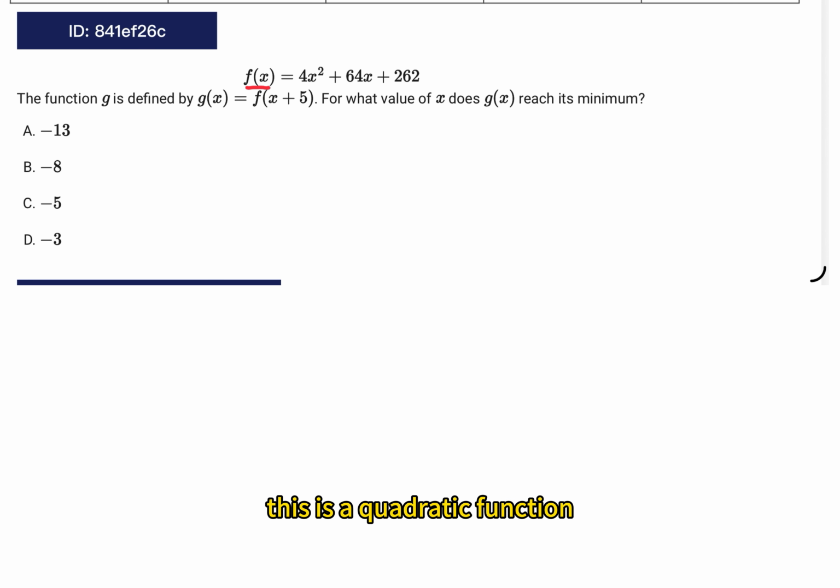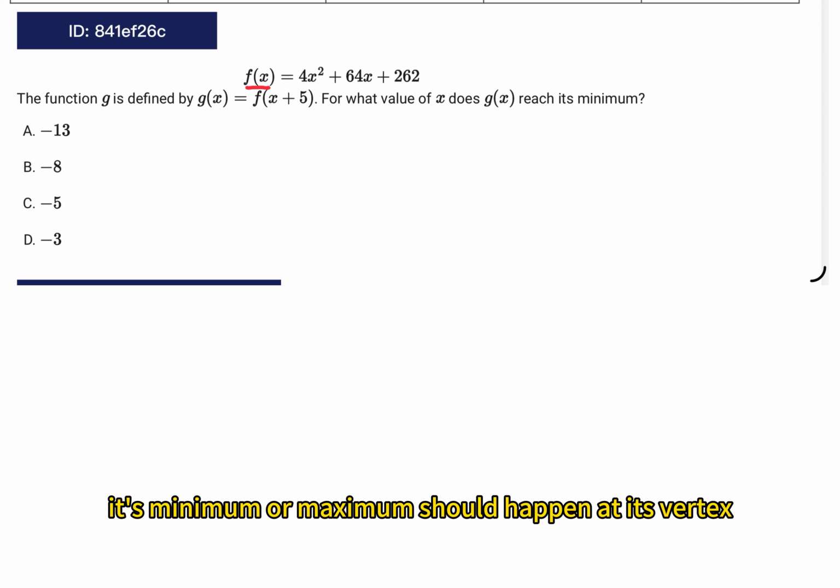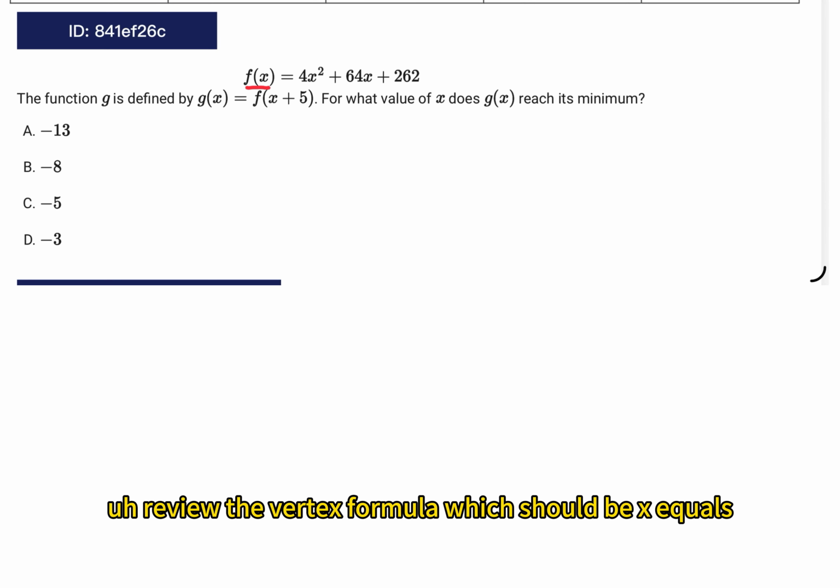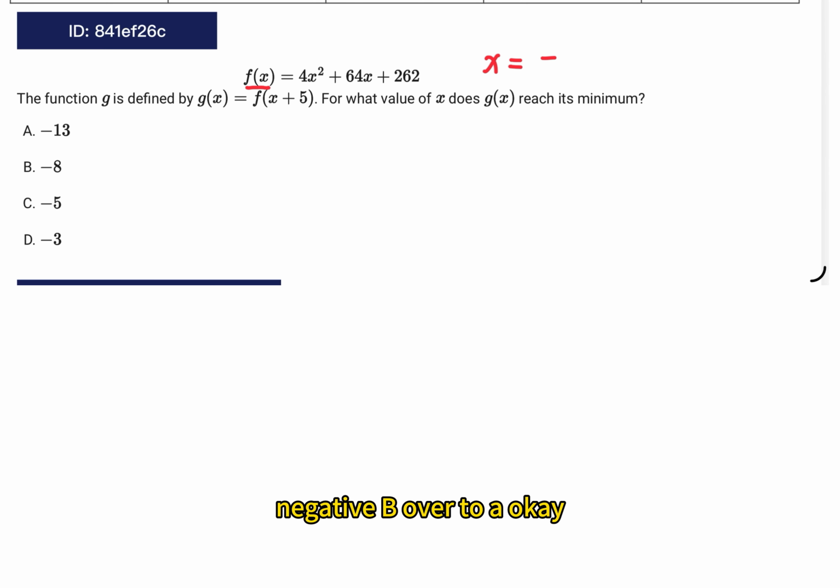This is a quadratic function. And we do know that for a quadratic function, this is a parabola. Its minimum or maximum should happen at its vertex. And so let's review the vertex formula, which should be x equals negative b over 2a, okay?